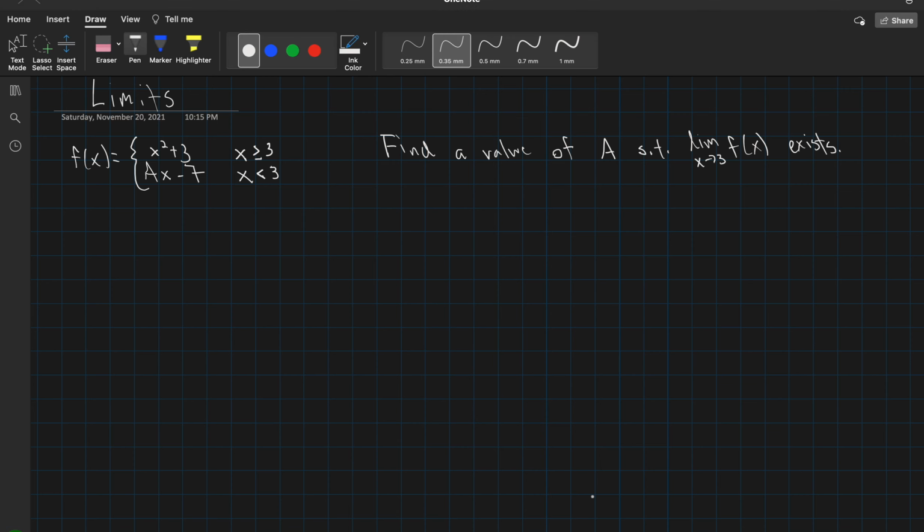So today we're going to continue on with limits, and we're going to take a look at this function. This is a piecewise function that's defined by x squared plus 3 when x is greater than or equal to 3, and it's defined by ax minus 7 when x is less than 3. So x is our variable, our input here, and a is just some constant that we're going to be trying to figure out. Our goal today is to find a value of a such that the limit as x approaches 3 of f of x exists.